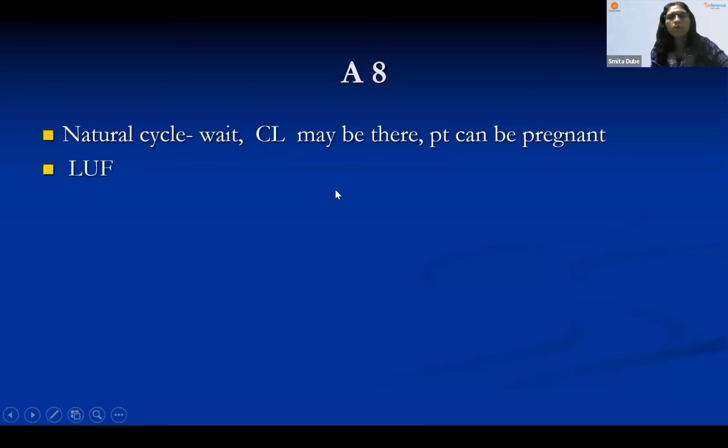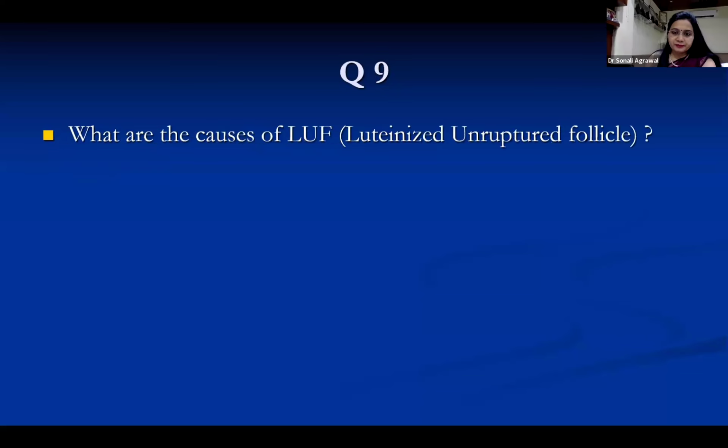Right. If it is a natural cycle, it can be a type of corpus luteum, and we can ask them to wait and not jump on the diagnosis of LUF, and the patient can conceive. If you are following this cycle and if you have induced, then we can definitely say it's a LUF.